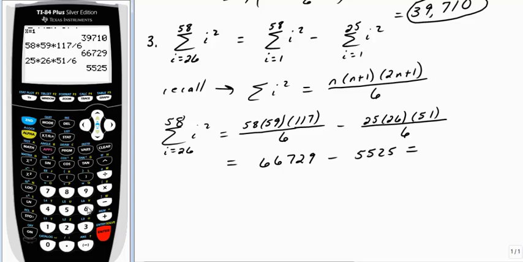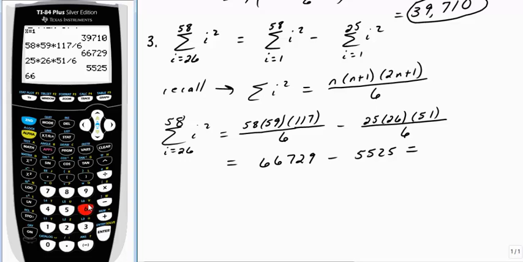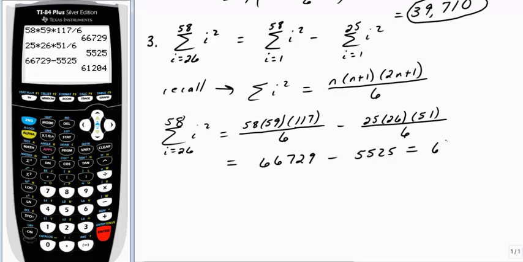So when we take our 66,729 minus the 5525, we're getting our 61,204.